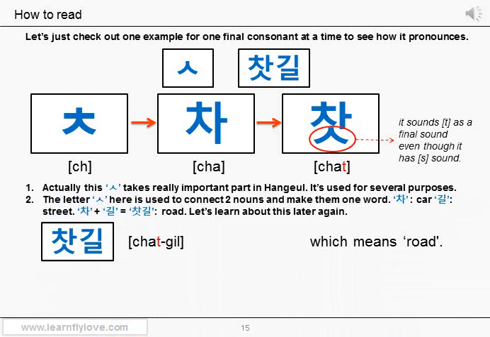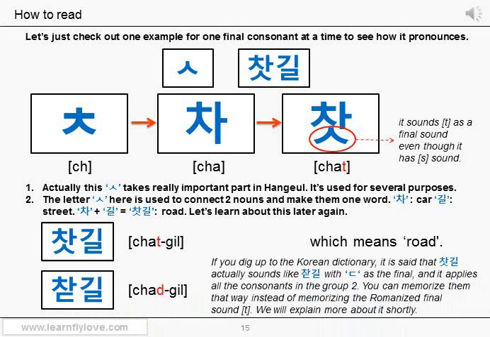Actually, this S consonant takes a really important part in Hangul. It's used for several purposes. The final S consonant here is used to connect two nouns and make them one word. 차 without S consonant in the final is a car. 길 is a street. 차 plus 길 is 찻길, which means road. Let's learn about this usage of S consonant again later.